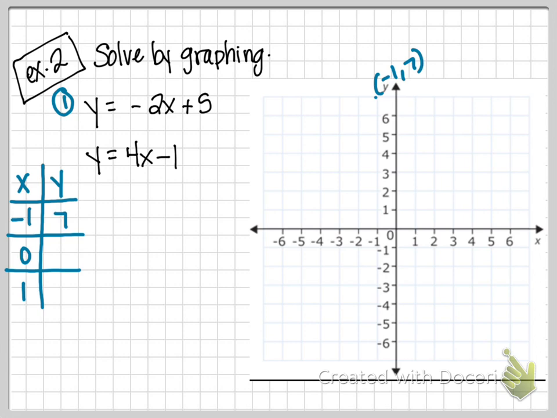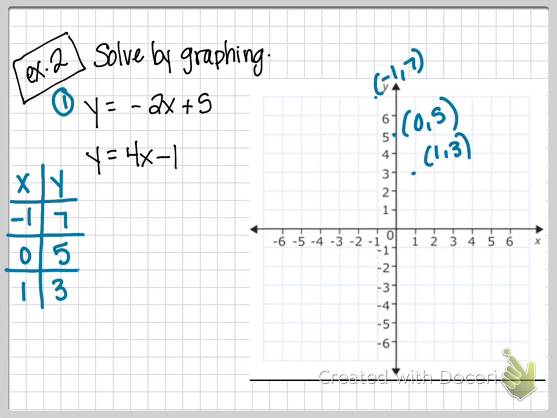Plot and label. Okay, then I can plug in 0 for x, -2 times 0 plus 5. So that simplifies to 0 plus 5, meaning my output is 5. So my next point that I can graph is 0, 5 right here. And finally, I can plug in +1 for x, -2 times 1 plus 5 gives me -2 plus 5, which gives me an output of 3 when x is 1. So the last point that I can plot here is 1, 3.